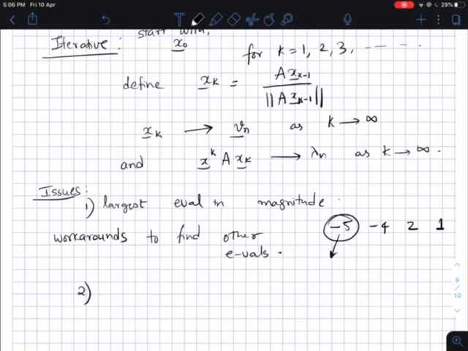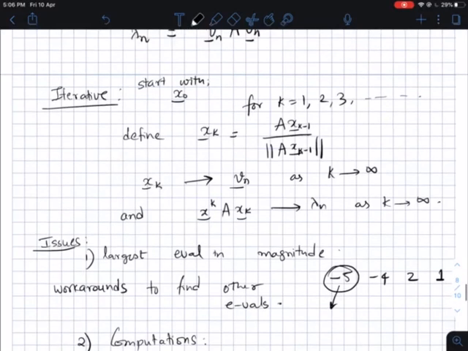The other issue is the computations and rate of convergence. Let's look at the computations involved here. In each step I have to find xk. This is the key step in the algorithm. To find the largest eigenvector, I have to find xk.